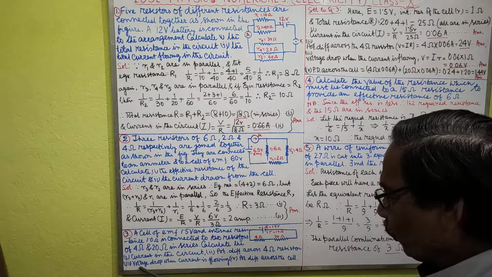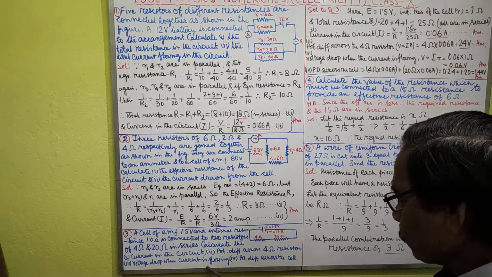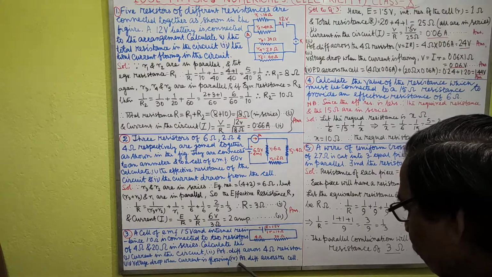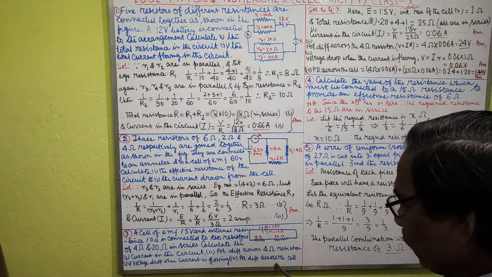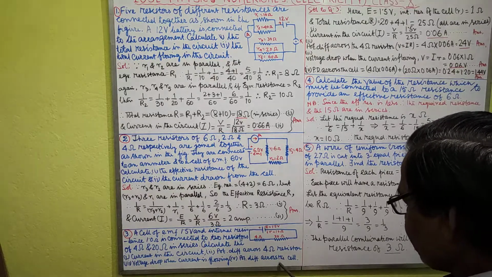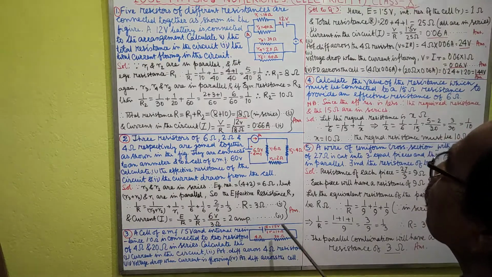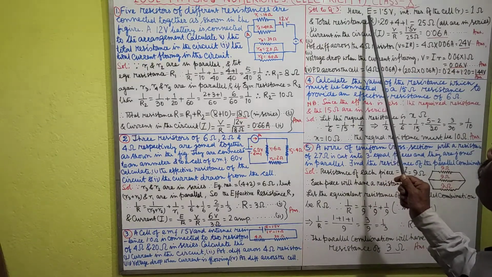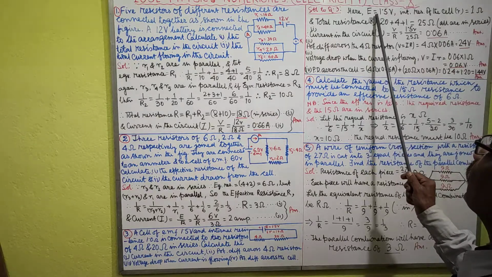And number 3 is voltage drop when current is flowing, and number 4 is potential difference across the cell. These four questions we have to answer. Here is the solution.